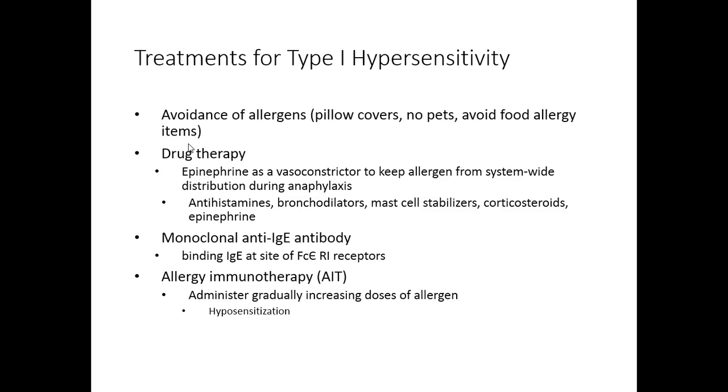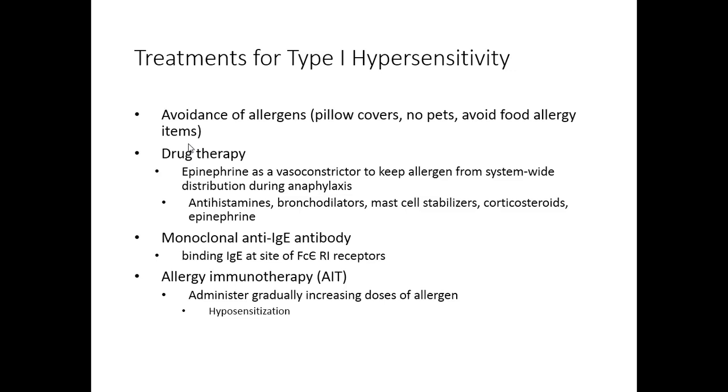What else can we do? You've seen people take antihistamines, bronchodilators, things that will keep your airways open. We have things that are called mast cell stabilizers, keep them from overproducing. Corticosteroids, which reduce the overall immune response, the inflammatory response. And I repeated epinephrine there. There are some more specific treatments if we need them.